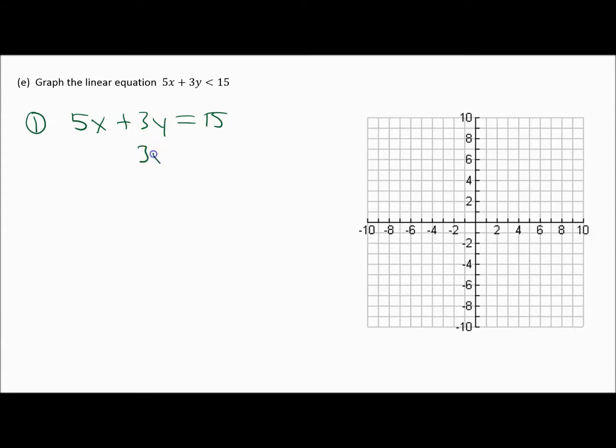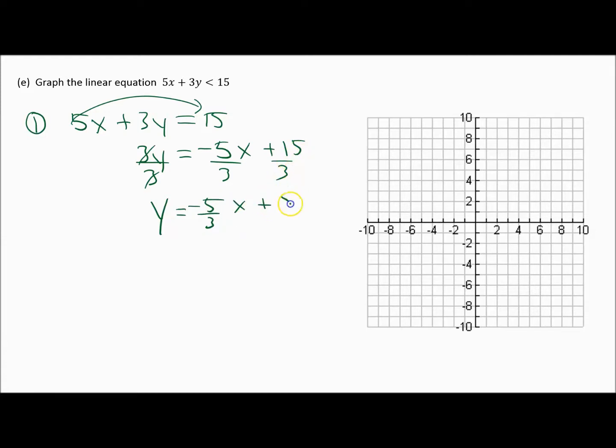So I'm going to subtract the 5x over, move him over here, which changes the sign, negative 5x plus 15. I divide each one of these guys by 3. So I get y is negative 5/3 x plus, and then 15 divided by 3 is just 5, which means I have a y-intercept of 5, and I'm supposed to go down 5 and right 3. So 1, 2, 3, 4, 5, and then 1, 2, 3. Gives me both of my axes, actually.